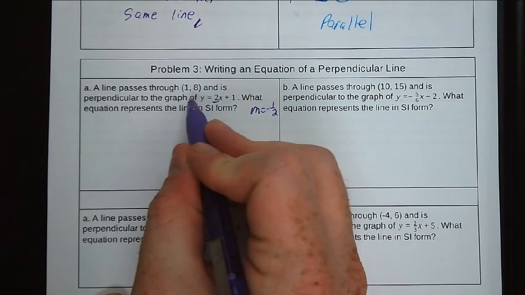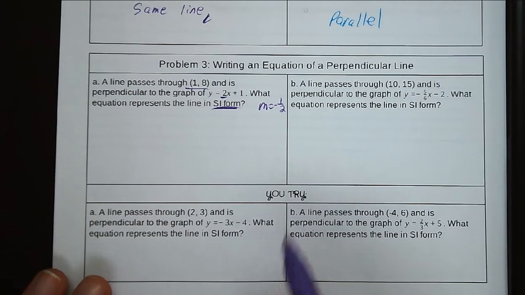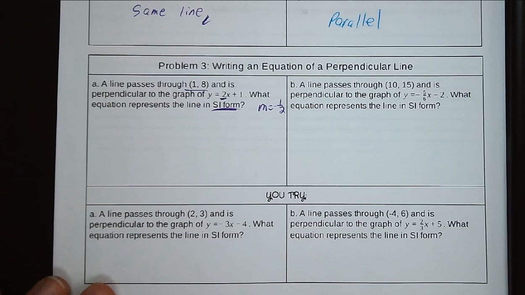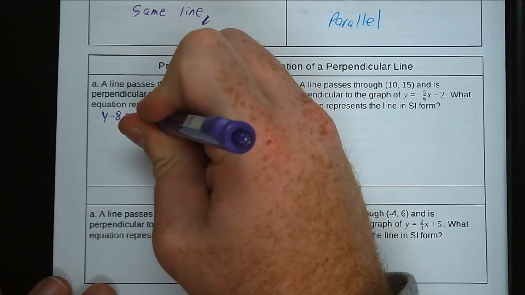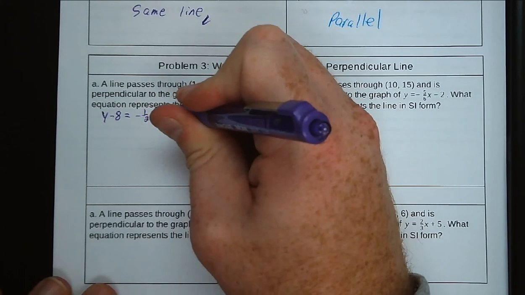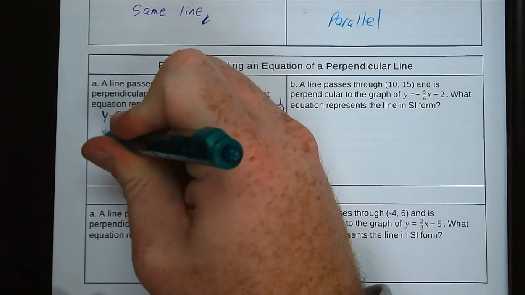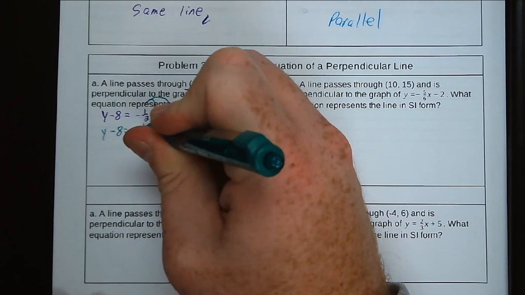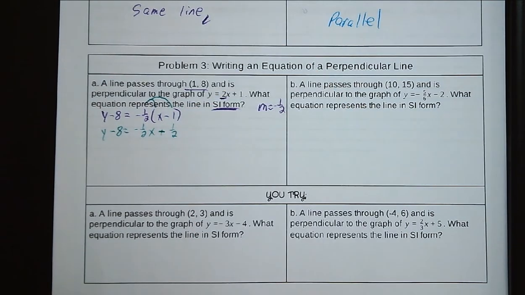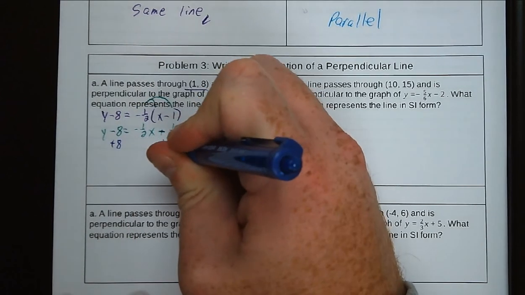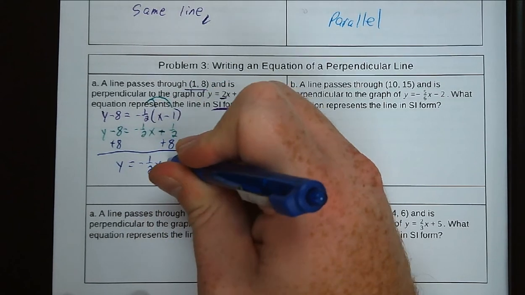Now we want it to go through the point (1, 8), and we want it in slope-intercept form. So I have a point, I have a slope, I'm going to use point-slope form to write this equation. So we have y minus 8 is equal to negative 1/2 times x minus 1. Okay, my first step is going to be to distribute. So we've got y minus 8 is equal to negative 1/2 x plus 1/2. Then we're going to add 8 to both sides of our equation. And you've got y is equal to negative 1/2 x plus 8.5.